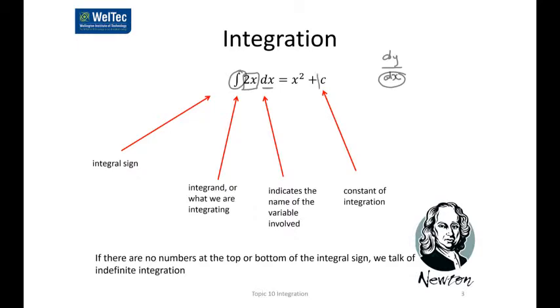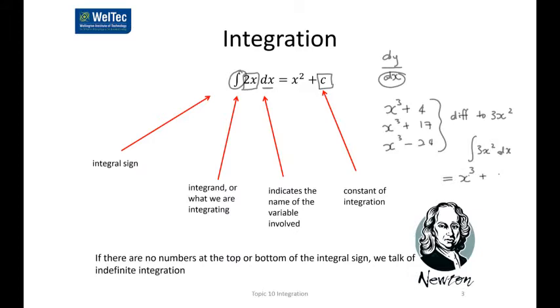Now on the previous slide I mentioned that we needed to add in this constant because it might have been something like x squared plus 4 that we differentiated and the constant went away. If we have a look at, say, x cubed plus 4, x cubed plus 17, x cubed minus 24, all of those differentiate to 3x squared. So the integral of 3x squared with respect to x could be any of those. So the best we can say is it's equal to x cubed plus some unknown constant.